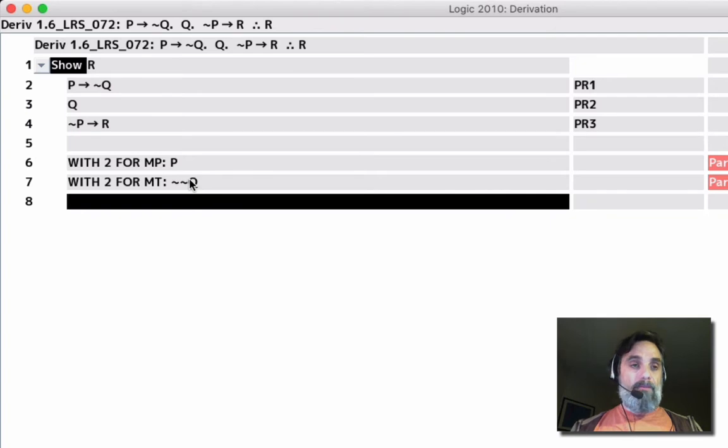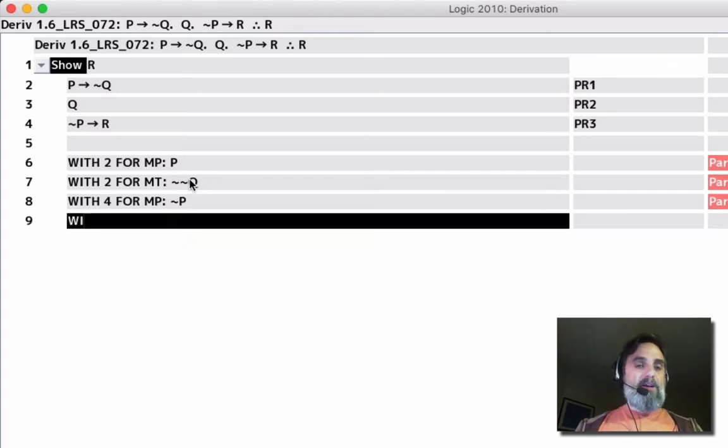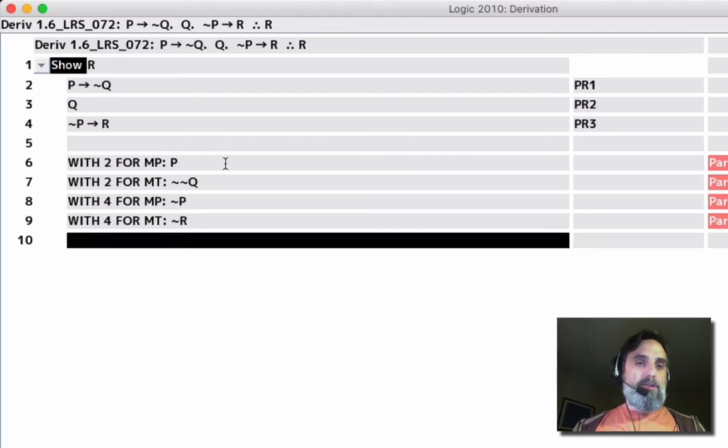Let's look at 4. 4 is a conditional, so we can ask, if we're going to do MP with line 4, then we want the antecedent, and that's negation P. And finally, with 4 for MT, what do we want? We want the negation of the consequent. The consequent is R, so we want negation R. So these are the 4 things we want.